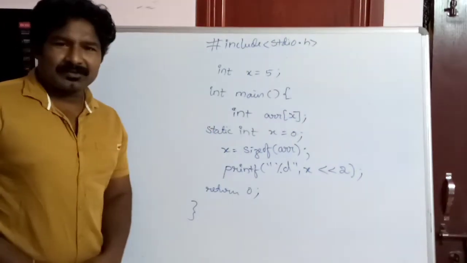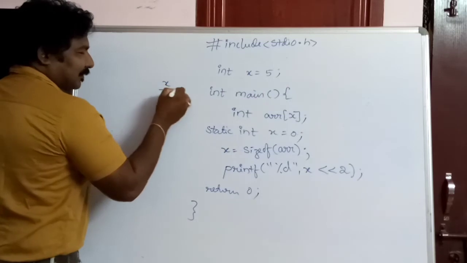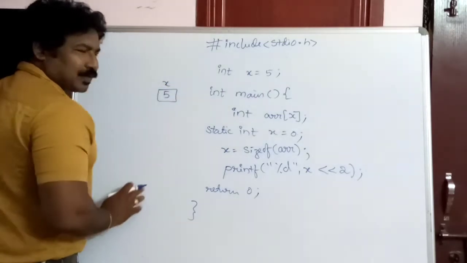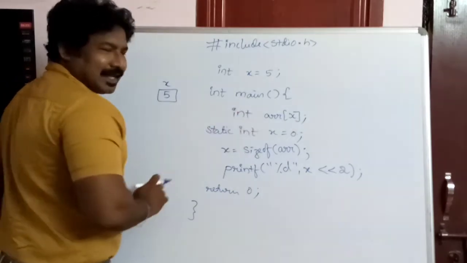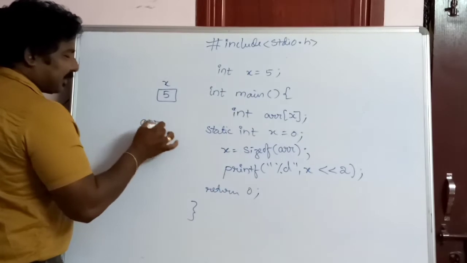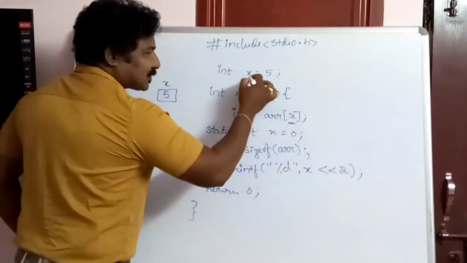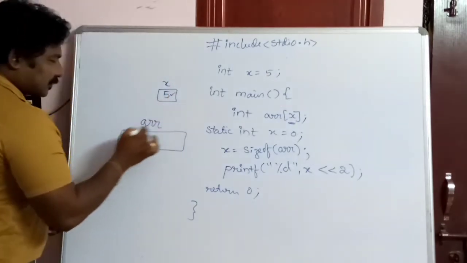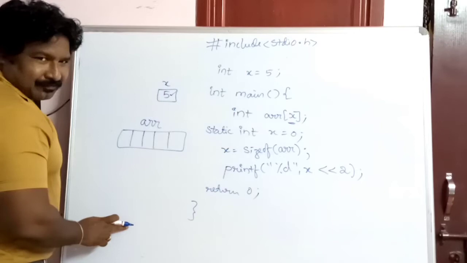Here we have declared a variable called x with the value 5. Then there is an array called ARR. ARR is the array and its size is given as the x value. What is the x value? x is 5. So that means this array is created for storing 5 elements.